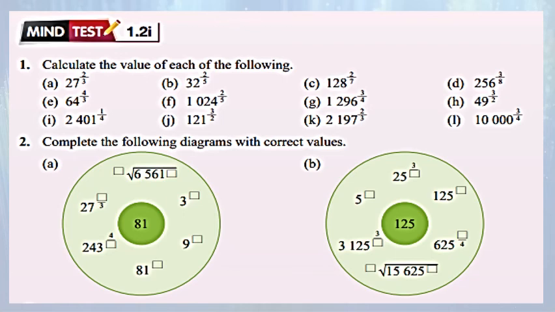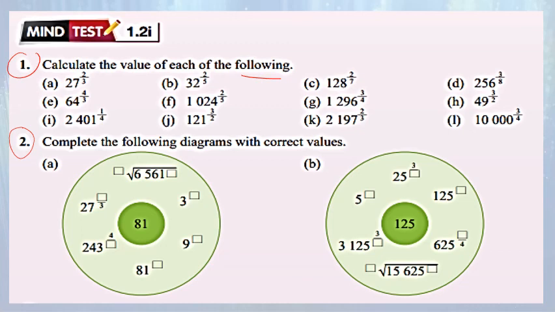So here is another exercise for you, Mind Test 1.2I. Number 1, calculate the value of each of the following. This one you straight away use the calculator. So you do all of number 1. Number 2 also. Number 2, you have to think and find the answer.